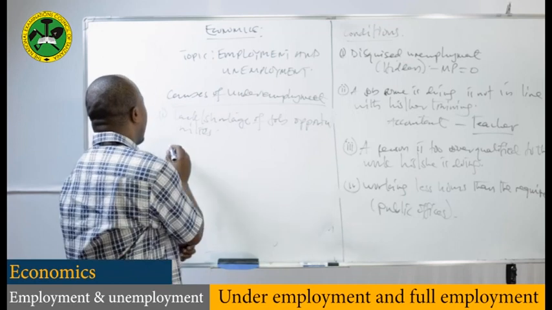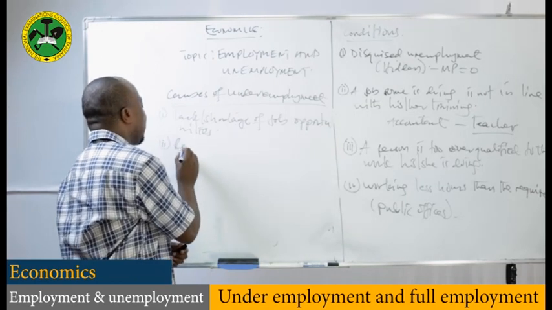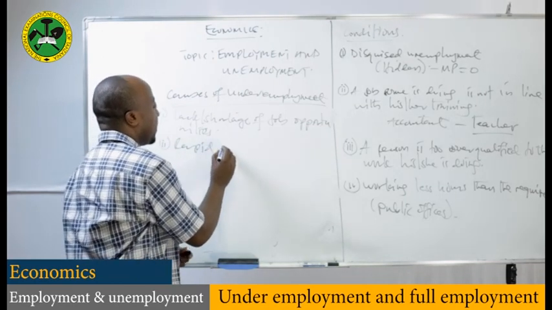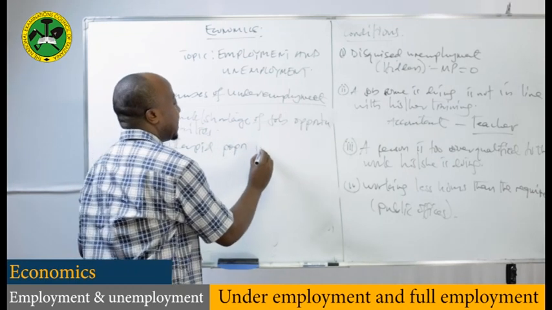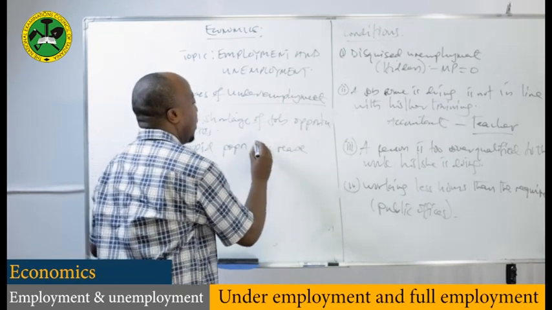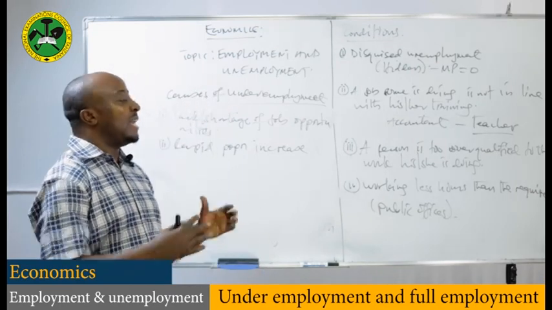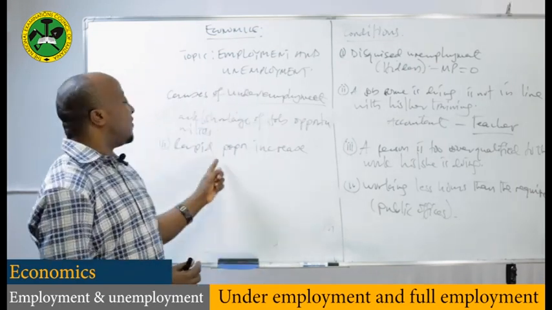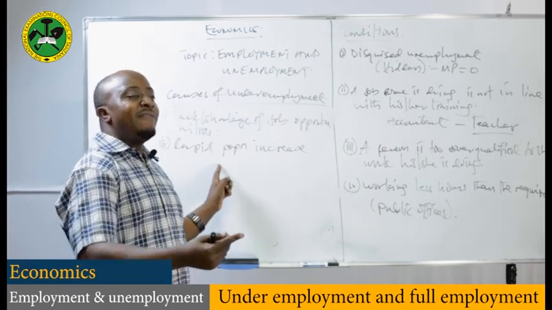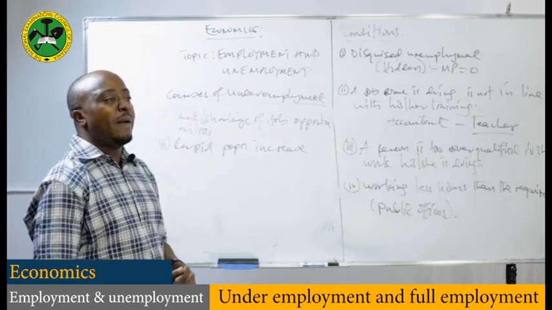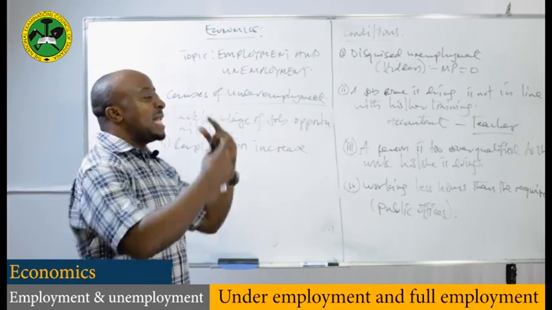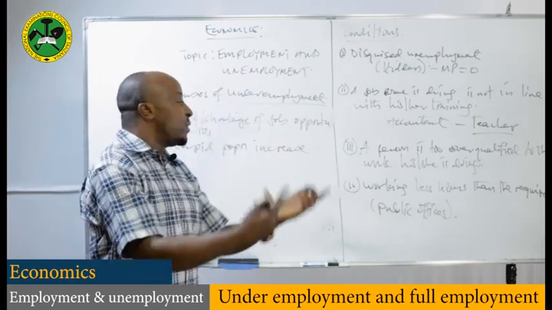The second cause is rapid population growth, or rapid population increase. When the population is increasing rapidly while the employment opportunities, as we said, are limited, we expect to have underemployment, because we'll have a majority in the economy but the employment opportunities are just the same. Then you have to employ that majority in the same opportunities.